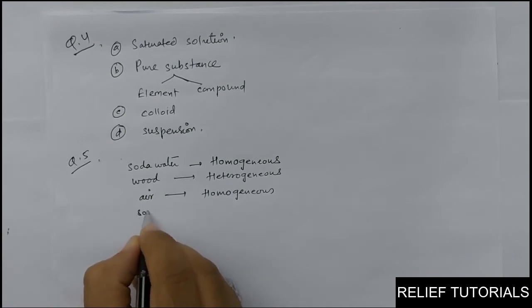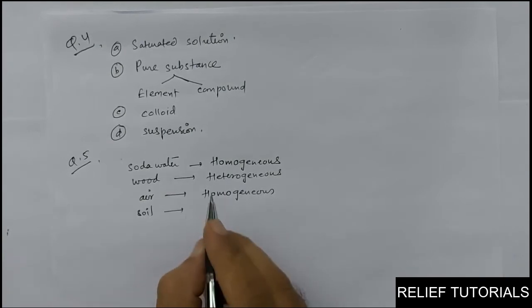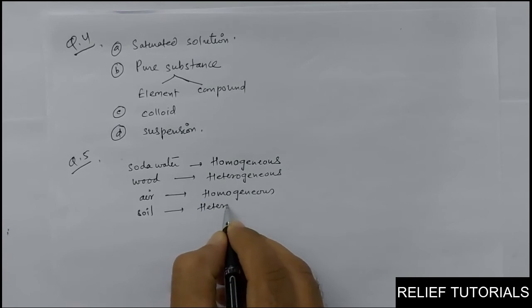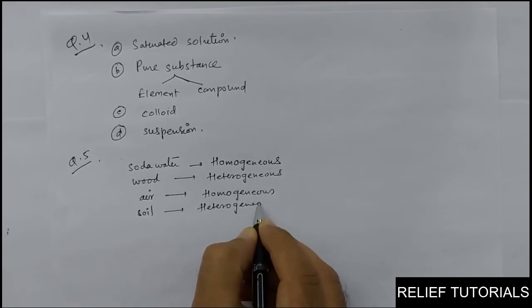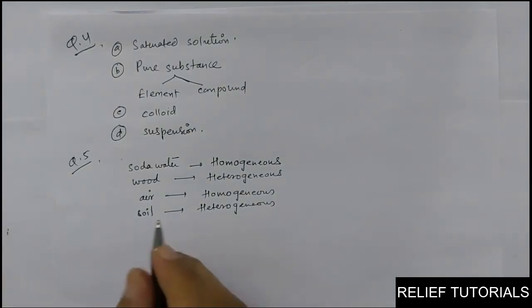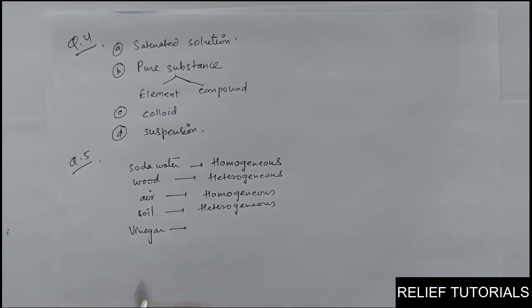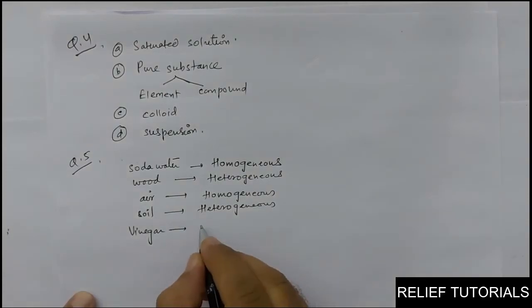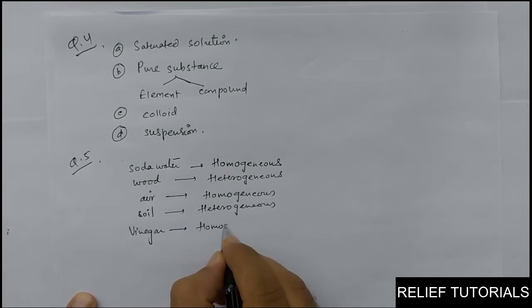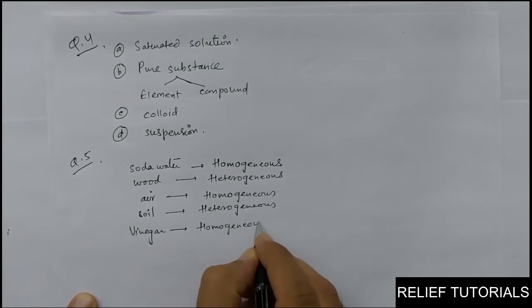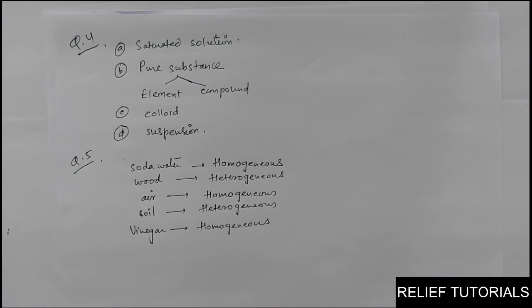Then soil. The composition of soil is not the same everywhere, so again it is heterogeneous. Then vinegar. Vinegar, I think this substance we use to preserve foods. So vinegar is also a homogeneous mixture. It is a mixture of acetic acid and water.